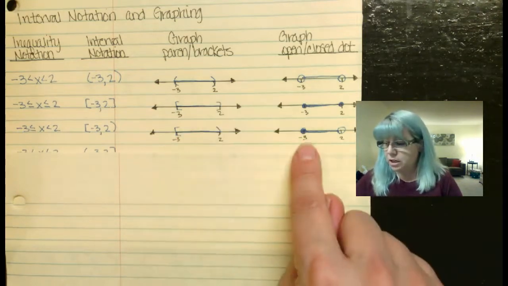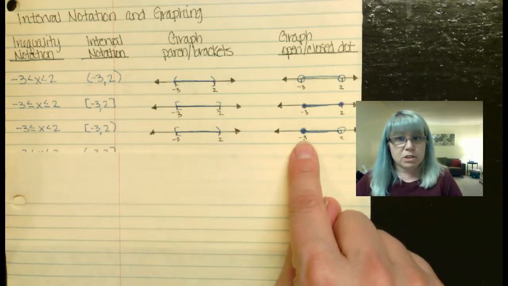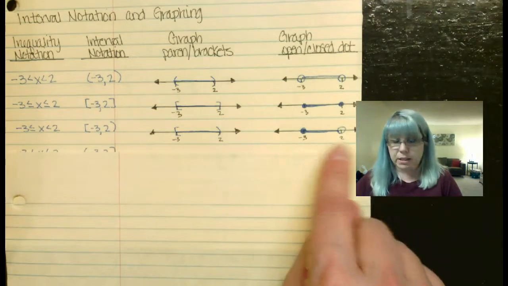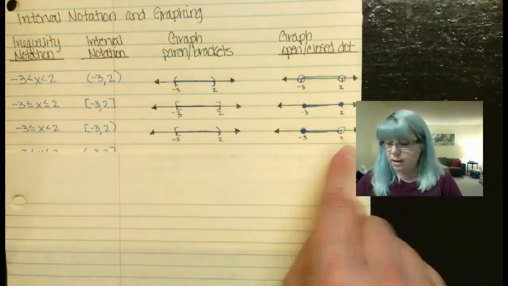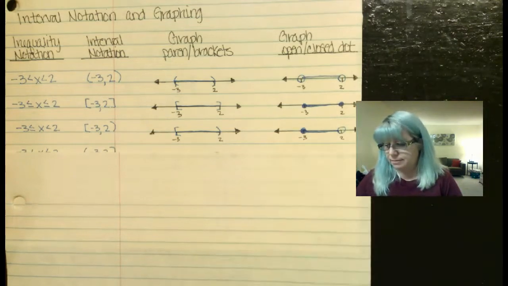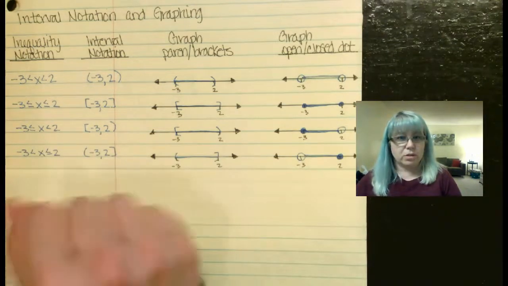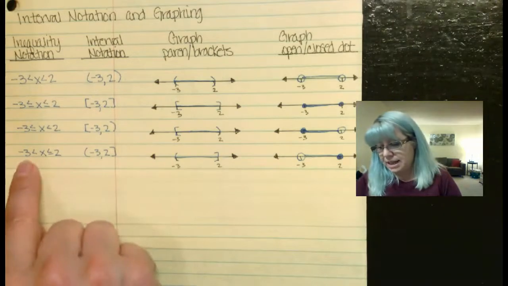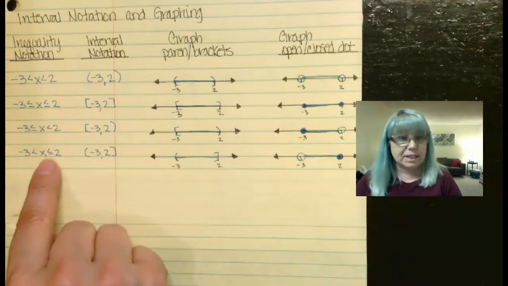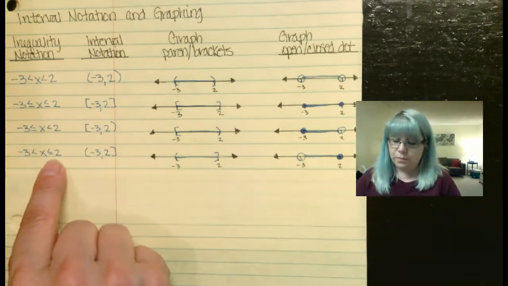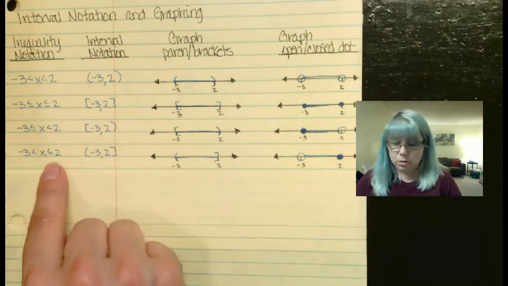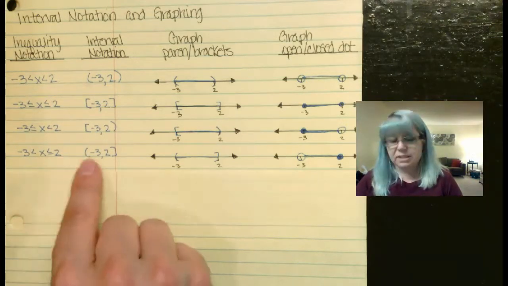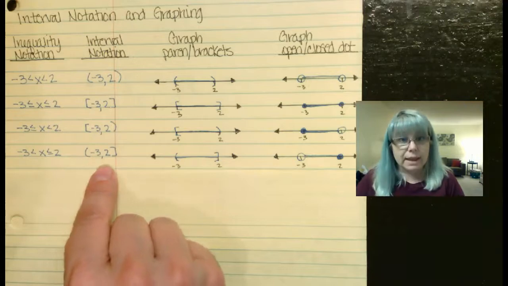If this was open and closed dot notation, closed dot on -3 because we're including it, open dot on 2 because we're not, and everything in between. And the fourth way of writing this, it's -3 is less than x is less than or equal to 2. Then the bracket's going to be on the 2 because we're including it. So parenthesis, -3, 2, bracket.